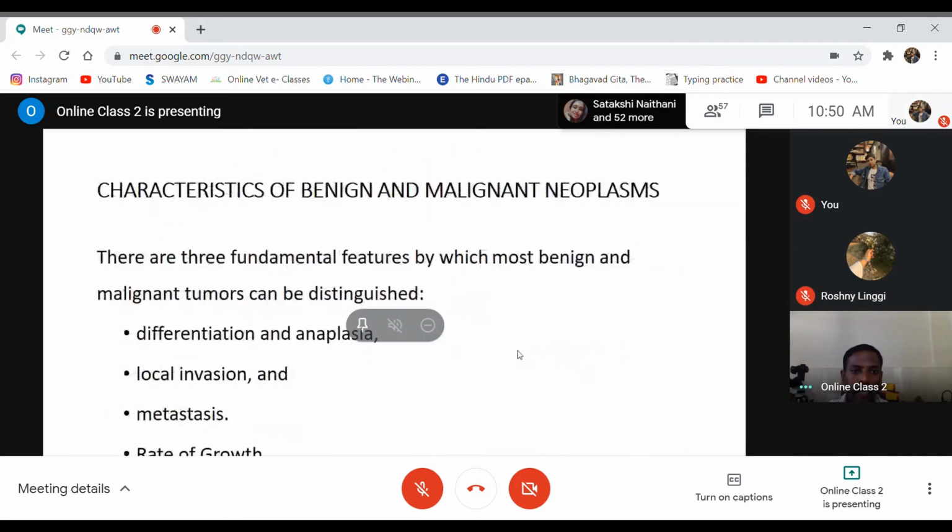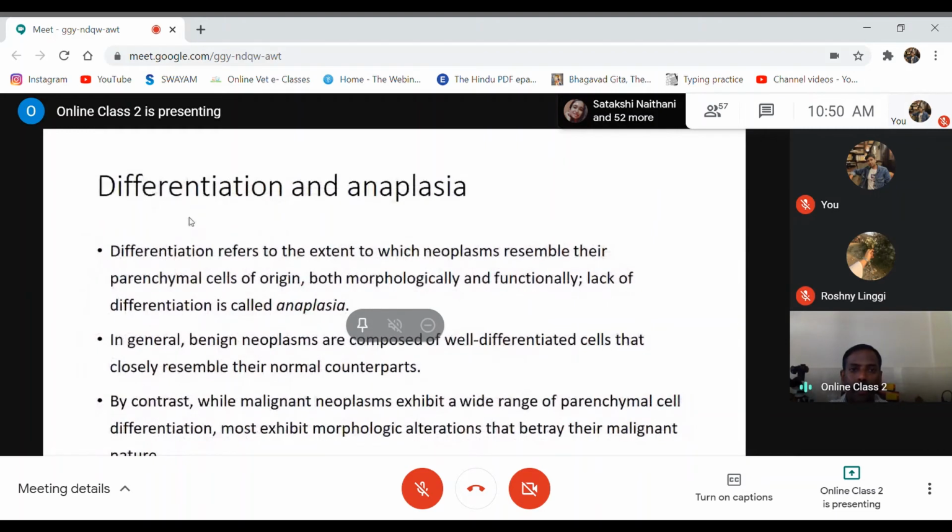So that is the different features, based upon the differentiation, how to differentiate differentiation and anaplasia. Basically what you have to remember: malignant tumors are less differentiated or more anaplastic. Benign tumors are less anaplastic and more differentiated. The features of anaplasia are less in case of benign tumors, but the degree of differentiation is more in case of benign tumors.